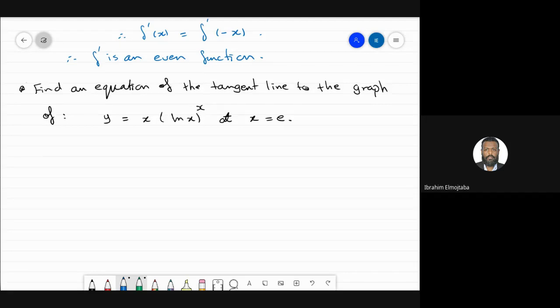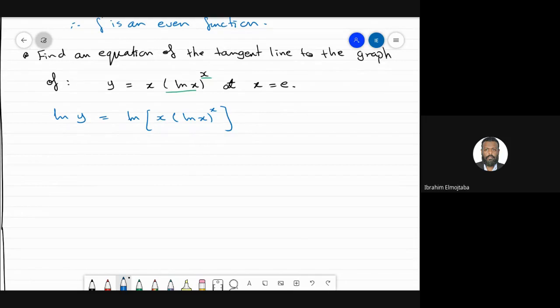The idea is that to find the equation of the tangent line, we just need to find the derivative at the point, and then the point itself of course, and then we can find the equation of the tangent line. But because we have a variable in the exponent and a variable in the base, we have to use logarithmic differentiation. So we must introduce ln first, so we have ln y equal to ln of the whole expression, which is x ln x to the power x, like this.